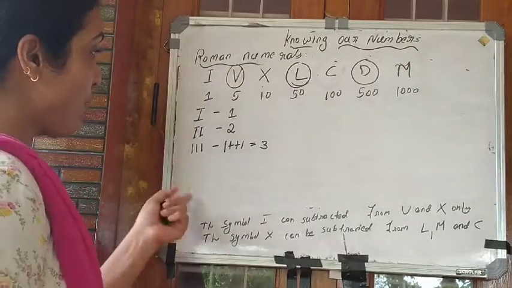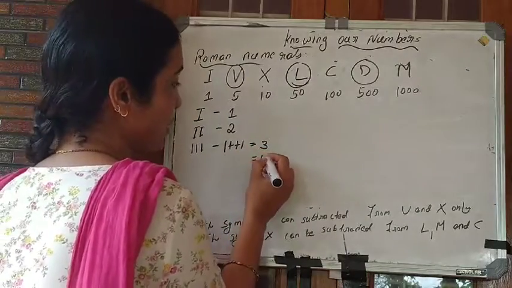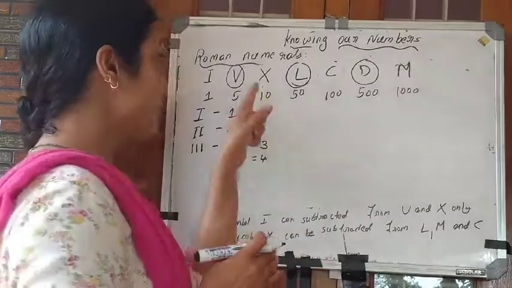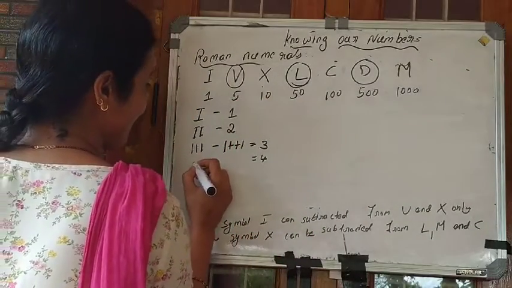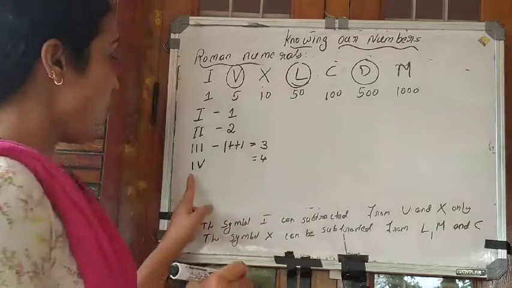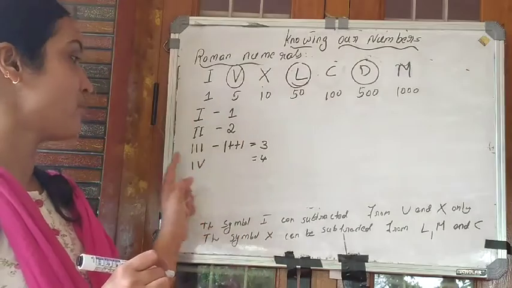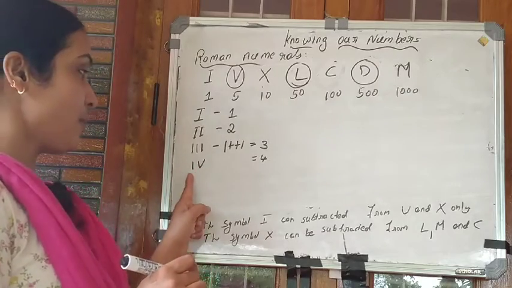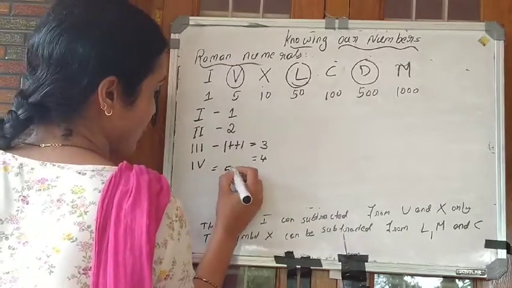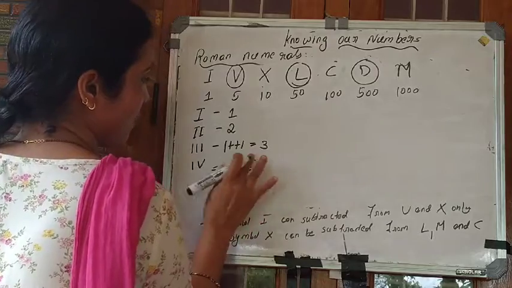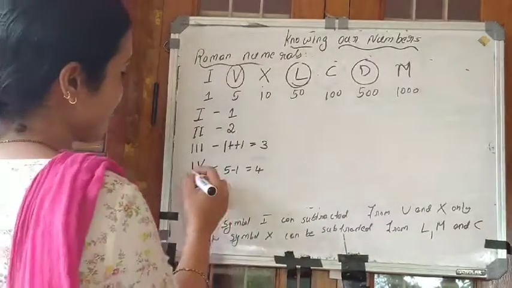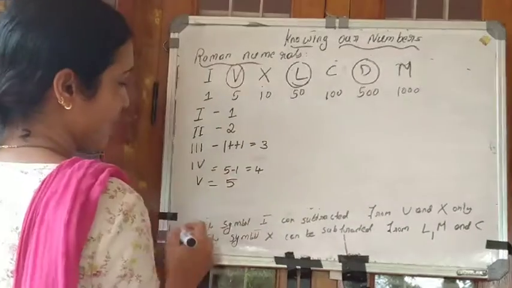Already 3 times are over. How to write the next number, 4? We can subtract from which number? From V. Subtraction means we have to write the smaller value symbol on the left side of the greater value symbol. This is the greater value symbol. We can write this. What is the meaning? 5 minus 1, the answer is 4. And how to write the next, 5? 5 we can write directly. This is 5.